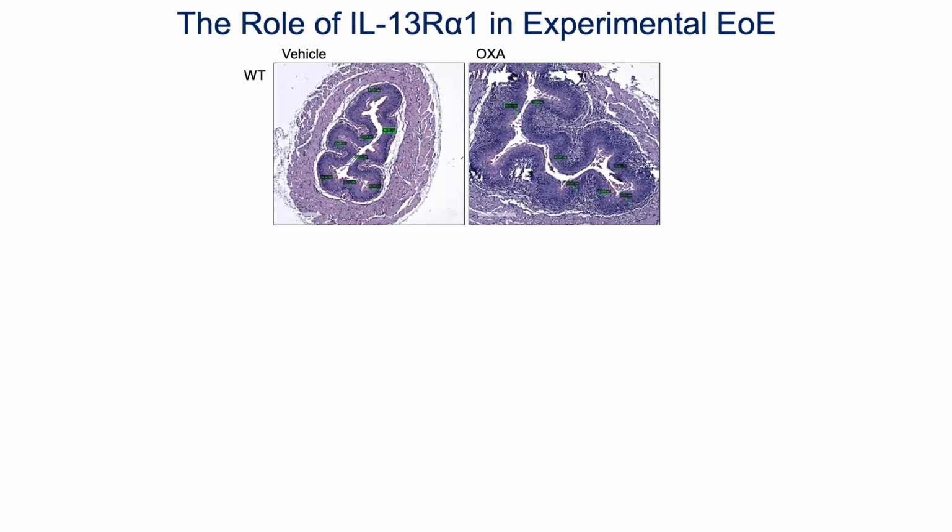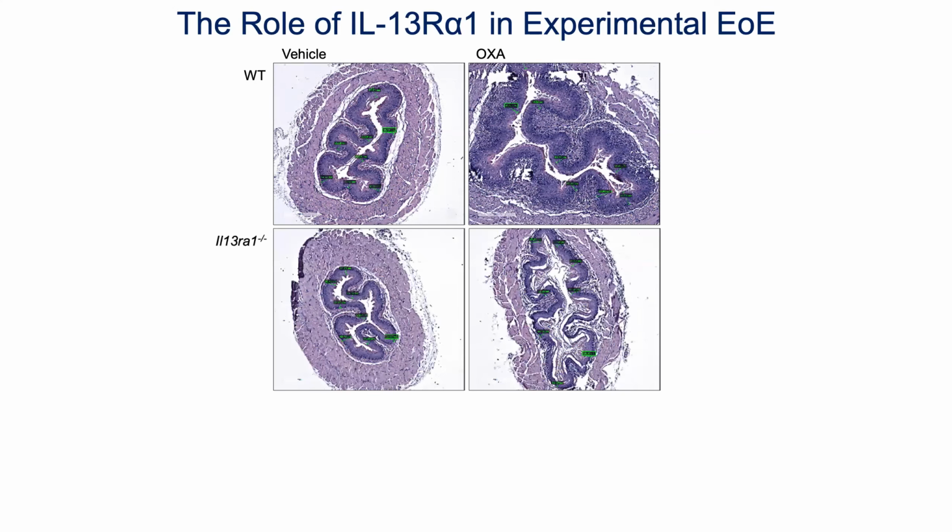Given the potential involvement of IL-13 in human EoE, we set out to determine the role of IL-13 receptor alpha-1, which comprises a receptor chain that is part of the type 2 IL-4 receptor. Our data show that following oxazolone challenge, mice which lack IL-13 receptor alpha-1 were completely protected from thickening of their lamina propria and their epithelial thickening.